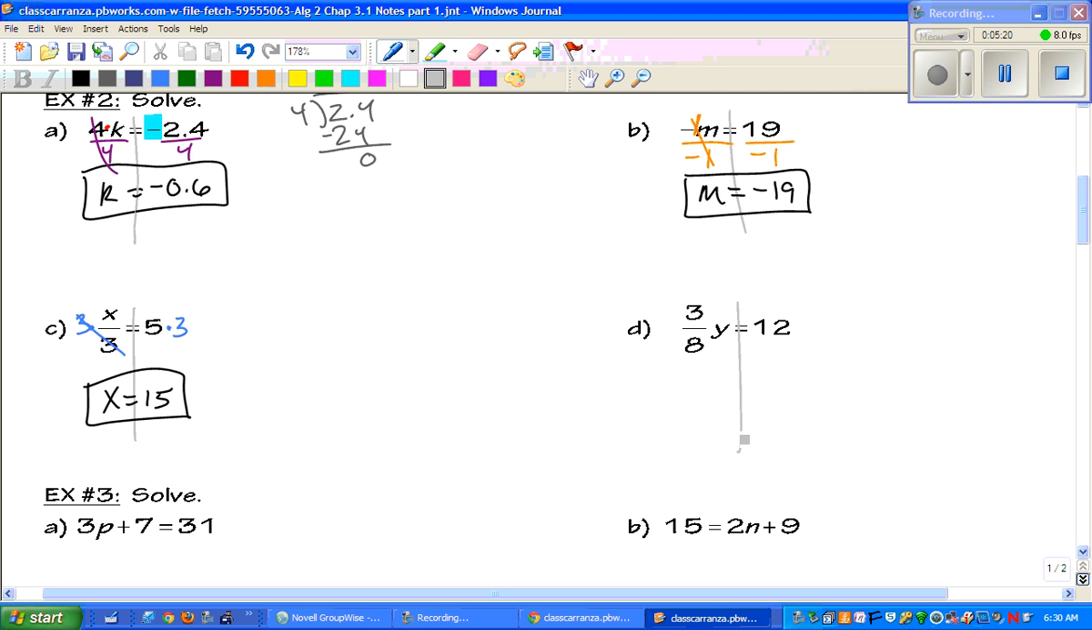And D. Draw the line down the middle. Now, to get rid of a fraction, you need to multiply by the reciprocal.